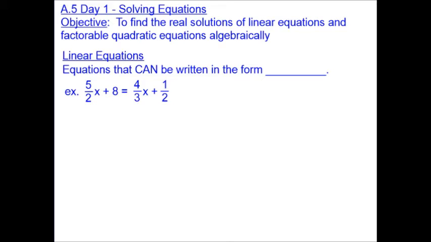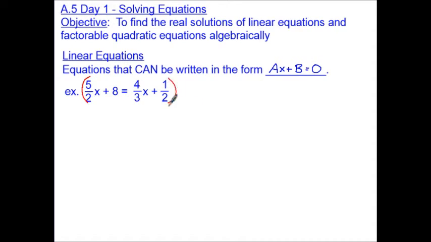Now, first of all, linear equations are equations that can be written in the form ax plus b equals 0, where the a and the b are real numbers. You probably don't normally do this in solving these, but that's what you could do if you wanted to. Now, for this first example, let's not start with a super easy equation. Let's start with something a little bit complicated. And it's got fractions in it.